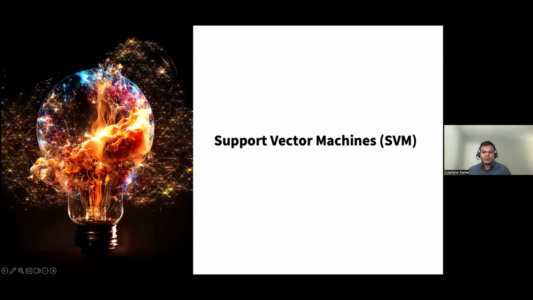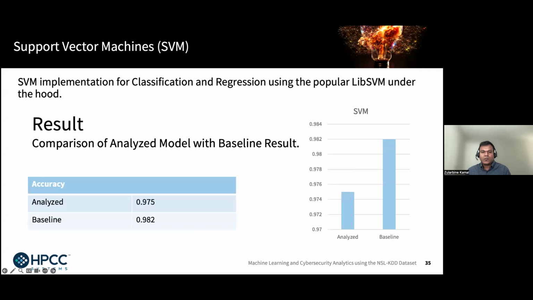Support vector machine. Support vector machine is one of the popular supervised classification algorithms. The main goal of SVM is to find the optimal hyperplane that separates the data points in different classes. I have got 97% model accuracy, which is slightly lower than our baseline result.